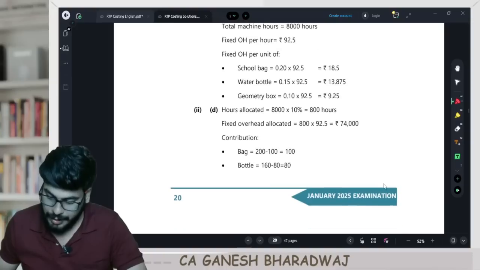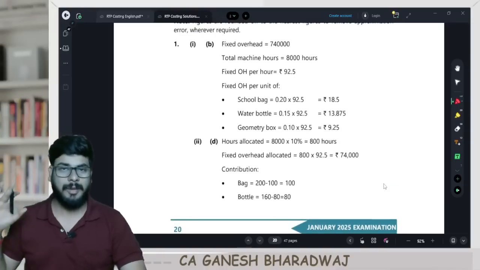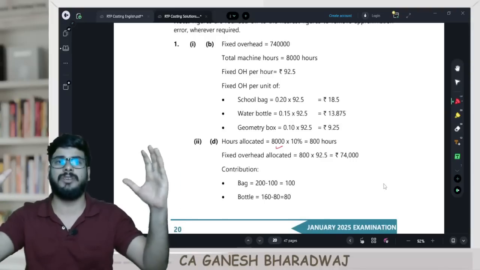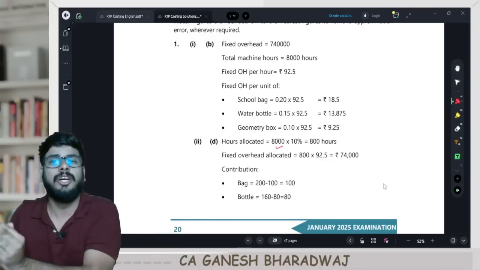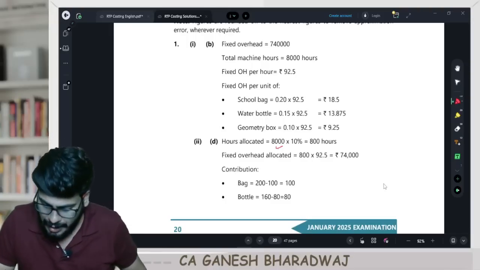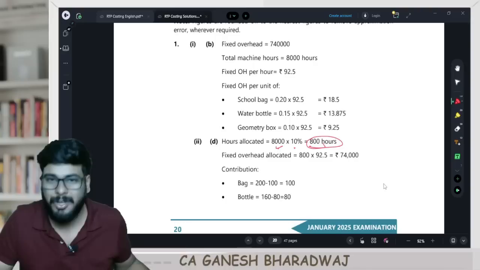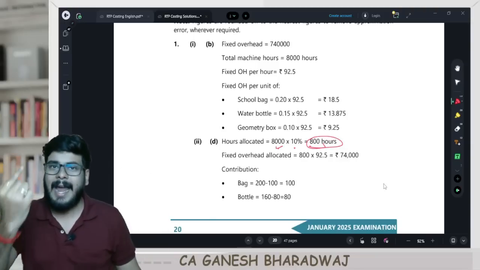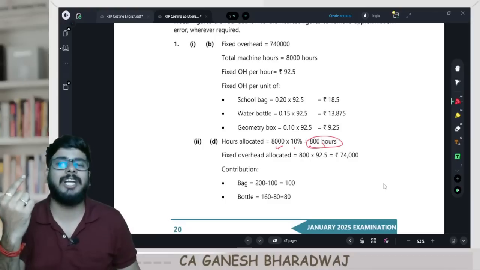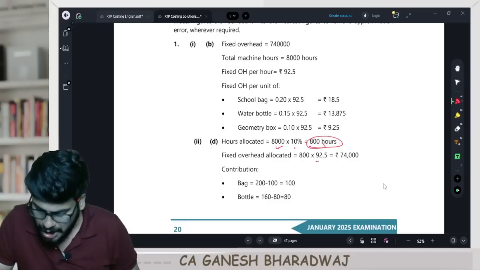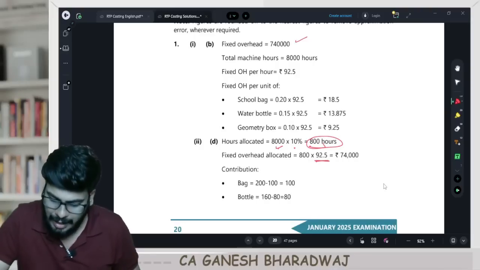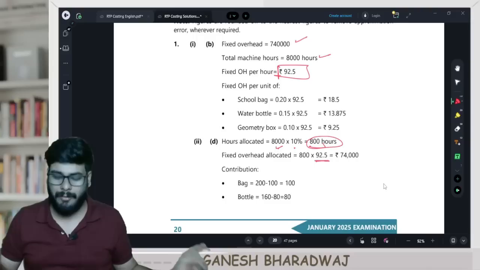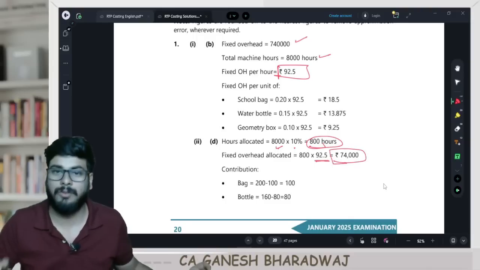Look at this. Overall, what is the total machine hours available? You have a total of 8,000 machine hours available, and out of these 8,000 machine hours, I am allocating only 10% towards my supplies to the schools. So basically 8,000 into 10%, 800 machine hours alone is being allocated for your supplies to schools, right? And every machine hour requires a fixed overhead cost of 92.5 rupees. Just now we calculated 7,40,000 divided by 8,000 hours, 92.5. So for these 800 hours, the total fixed cost is 74,000 rupees. Are you clear with this?